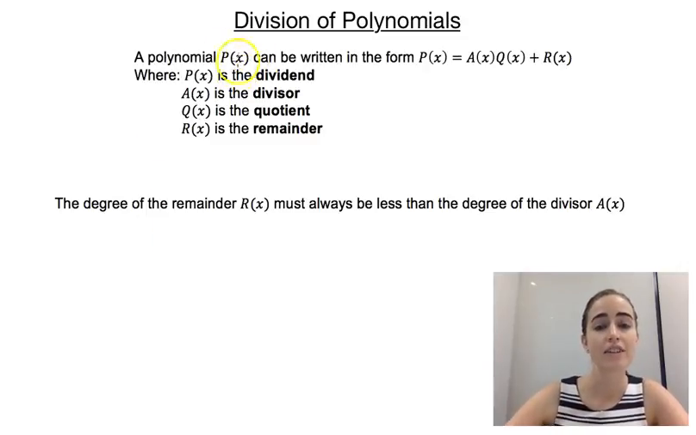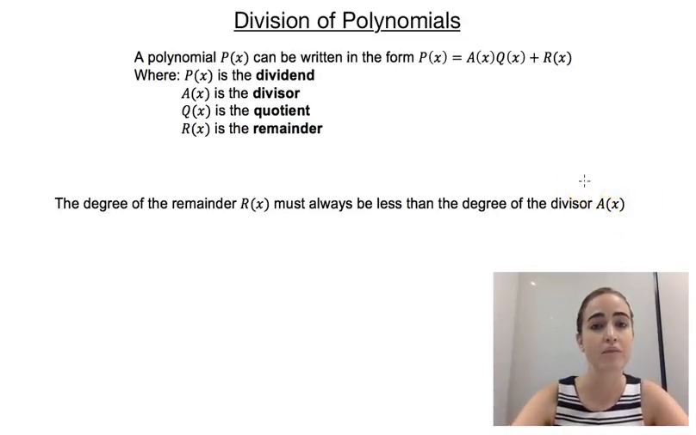We can write our answer after we've done that division as p of x equals a of x times q of x plus r of x. So our p of x is called our dividend, that's our original polynomial. a of x is called the divisor, that's what we're dividing by. q of x is the quotient, that's what we end up on the top of our division sign. And our r of x is our remainder. One thing to keep in mind is that the degree of the remainder must always be less than the degree of the divisor, otherwise we could keep going.